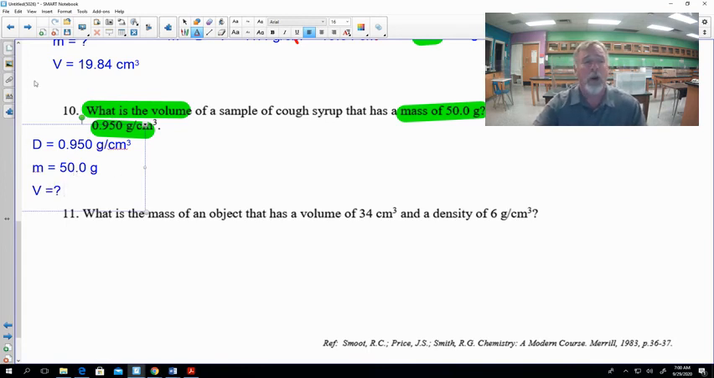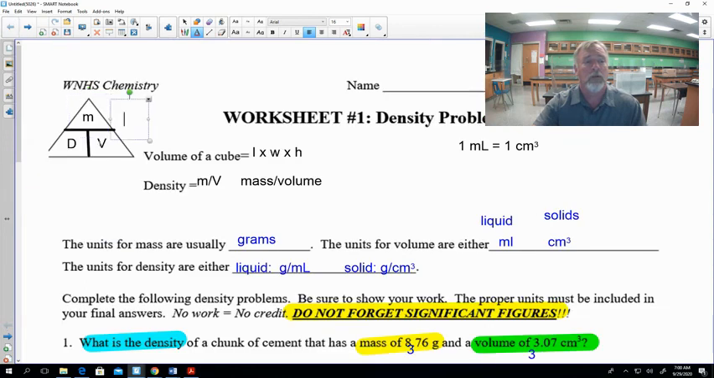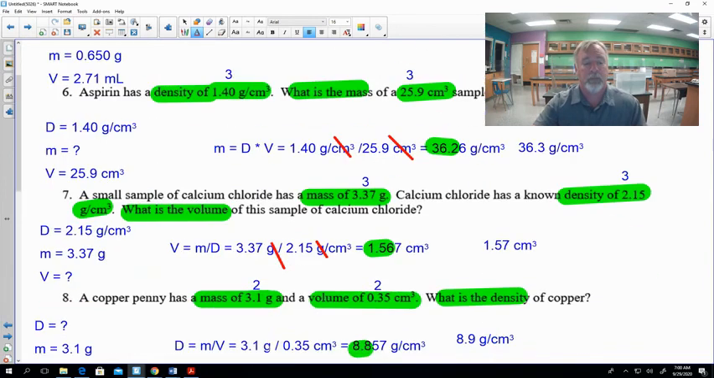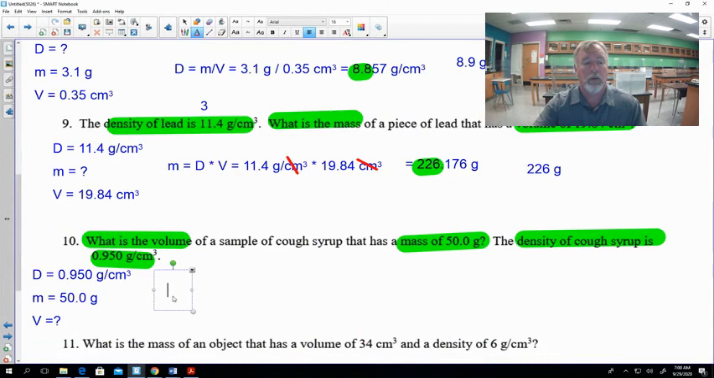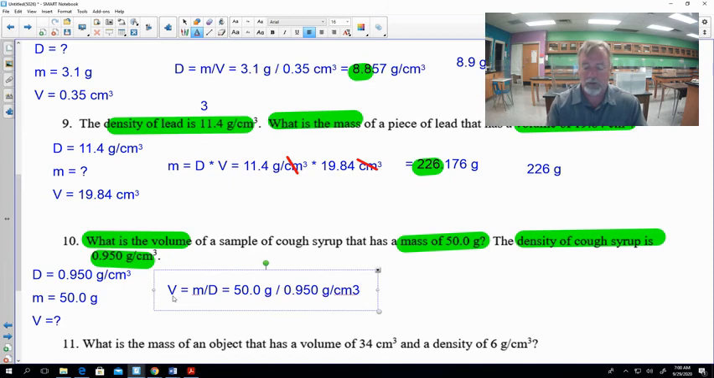We could go over to our triangle. We're looking for volume, so we're going to cross out volume. That leaves us an M on top of a D, so an M divided by D. So we have V equals M divided by D. Let's plug in our values: 50.0 grams divided by 0.950 grams per cubic centimeter. Plug that into our calculator.